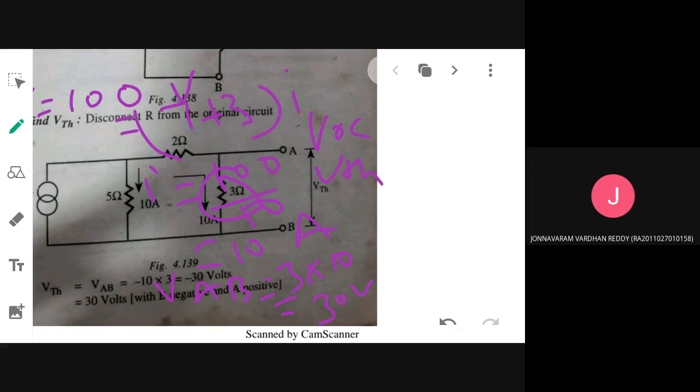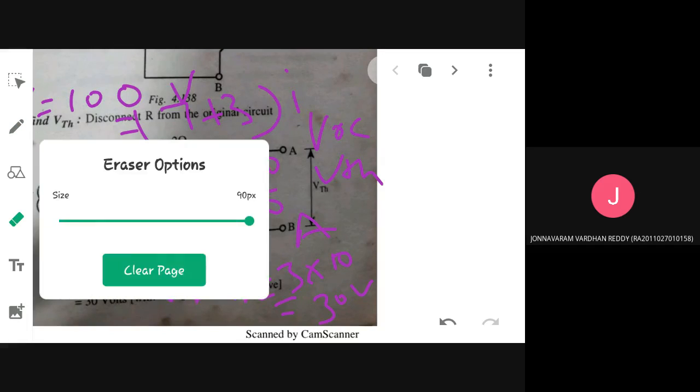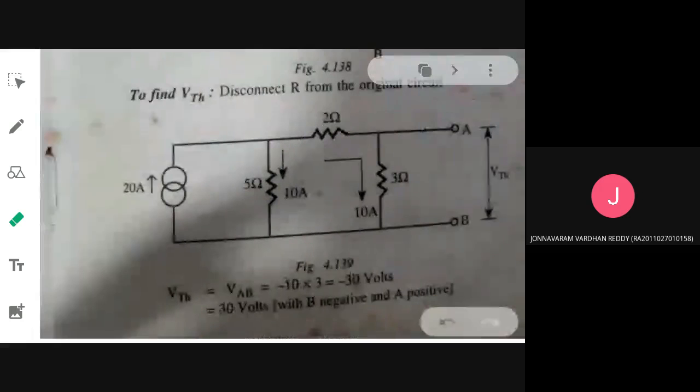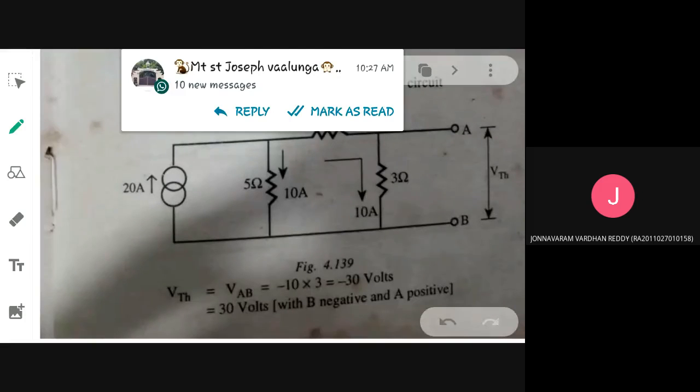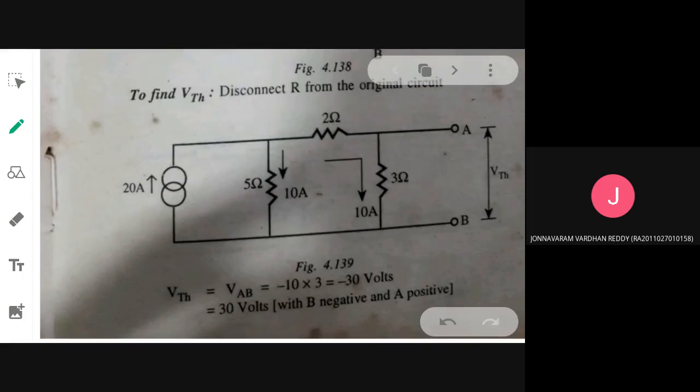That I have obtained by what technique? By simple source transformation and KVL. Here they have solved it a different way. They have assumed equal division of currents and they have proceeded, because these two combinations of resistances, the 5 ohm combination, they are equal. So they have divided the currents equally and they have found out what is the voltage across 3 ohm. That is also equivalent to 30 volt. Either way you can solve. Whichever way you find easy.